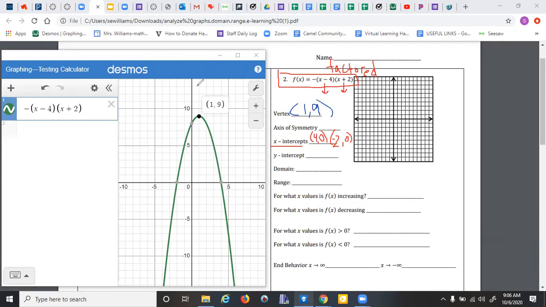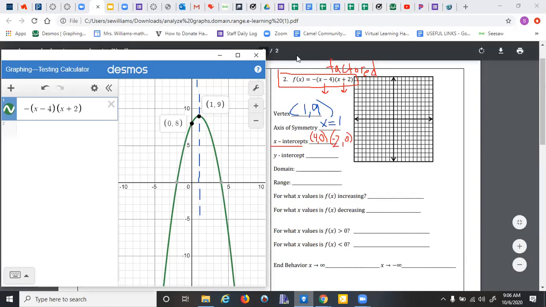Anybody know what your axis of symmetry would be? X equals 2. Close. X equals 1. All right, it's whatever your h is. All right, what about the y-intercept? That's where it crosses the y. So I click right here. So the y-intercept is 0, 8.